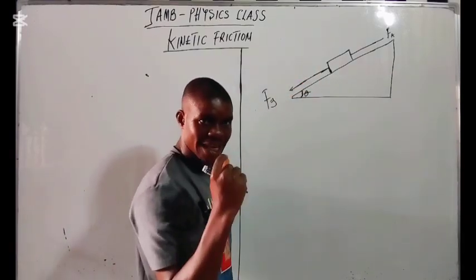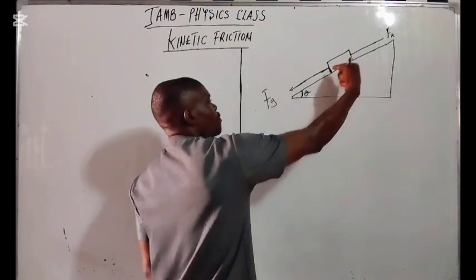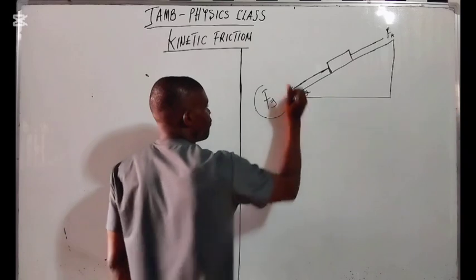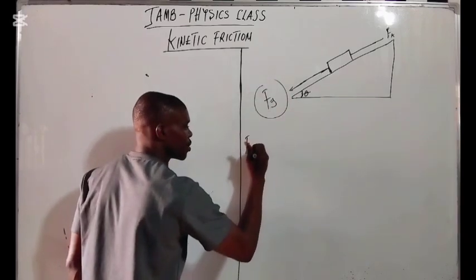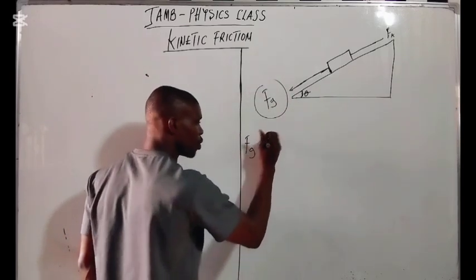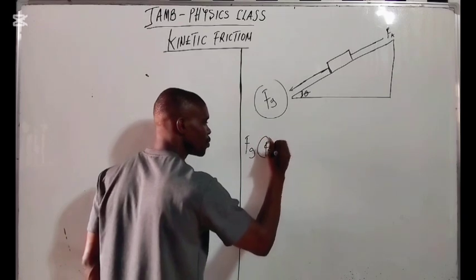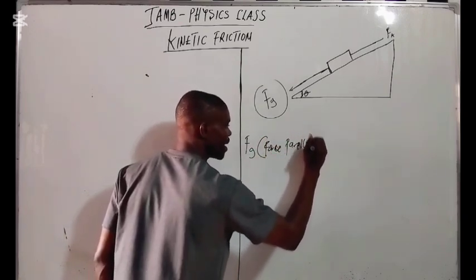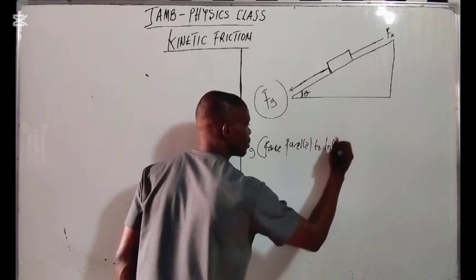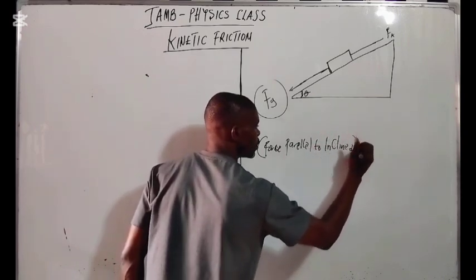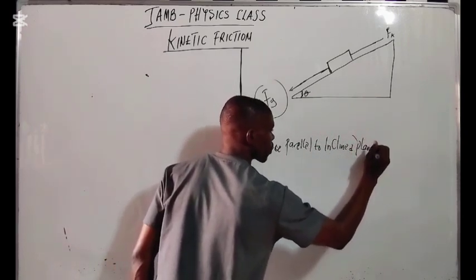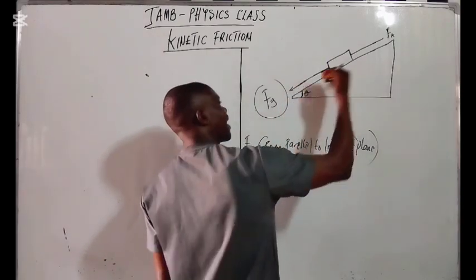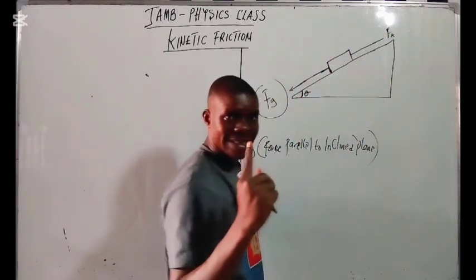Please take down: you can also say force parallel to the inclined plane. So this force under gravity is also known as the force parallel to the inclined plane. Do you understand? Please take it down. This gravitational force you are seeing here, understand this.